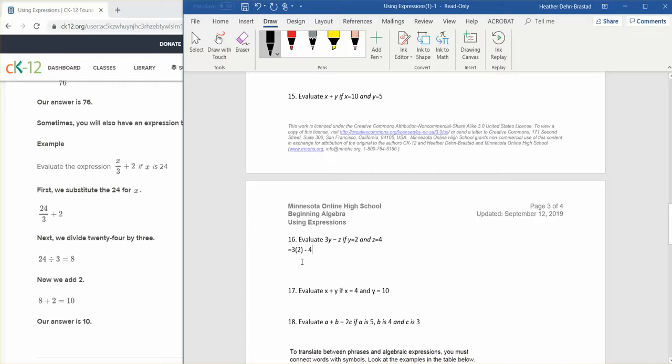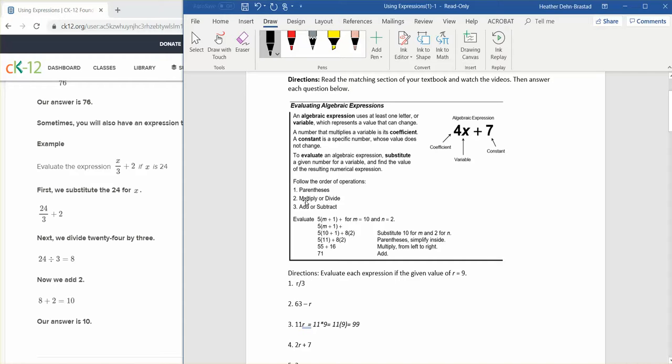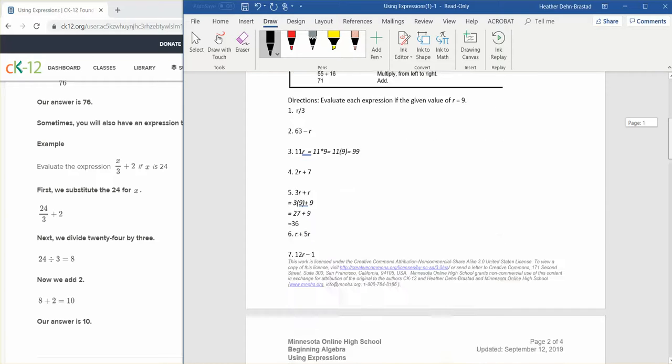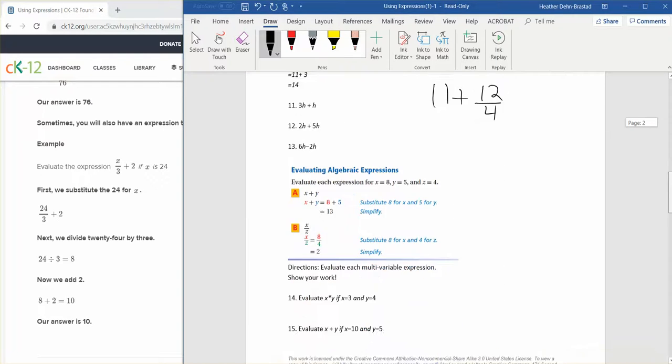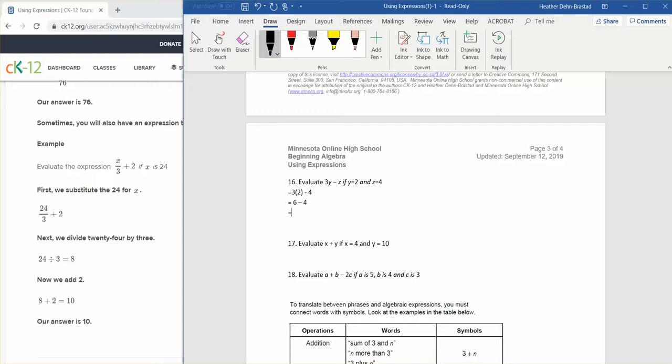Now in the next line, I'm going to do my multiplication first because remember at the top of the worksheet we had a review of the order of operations which says that we have to do parentheses first, then multiply or divide in order from left to right, and then add or subtract in order from left to right. So back down to where we were. 3 times 2 is my multiplication to do. That is 6. Then I will subtract 4, and then you can do the subtraction. 6 minus 4 is equal to 2. So we're all done with that problem.